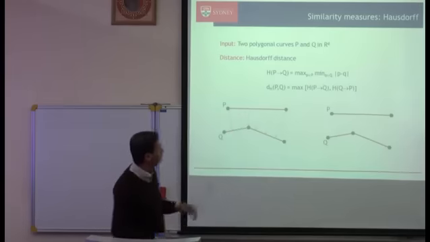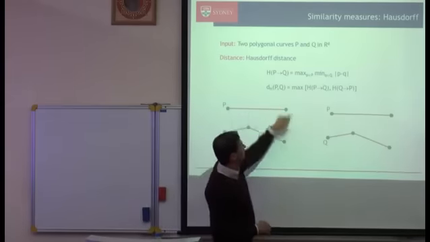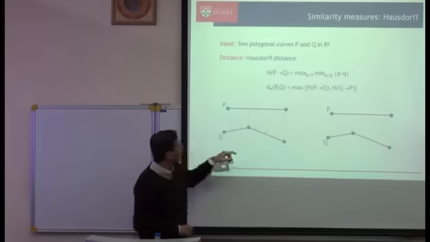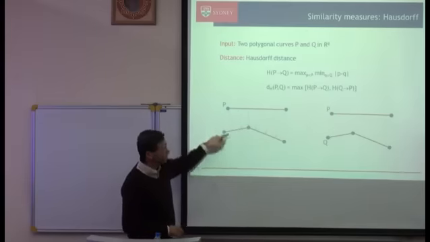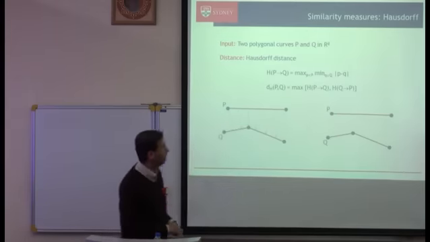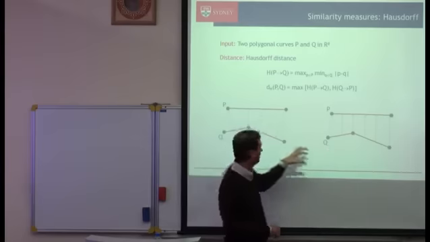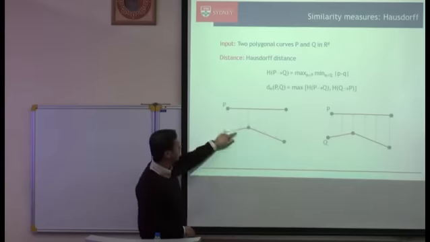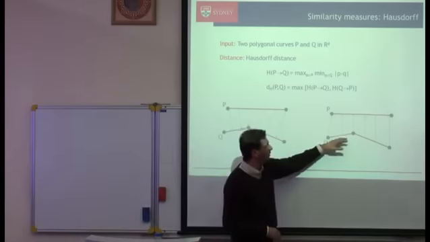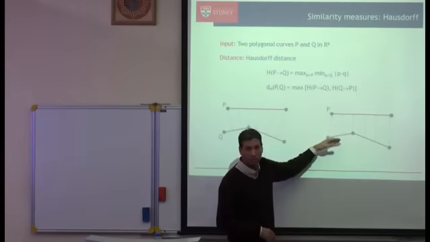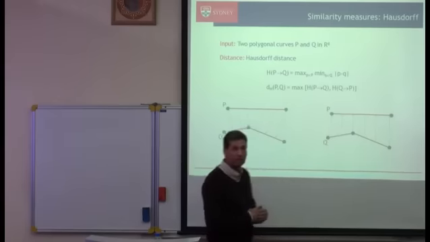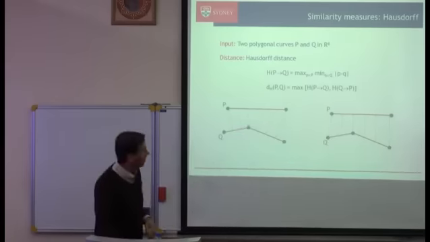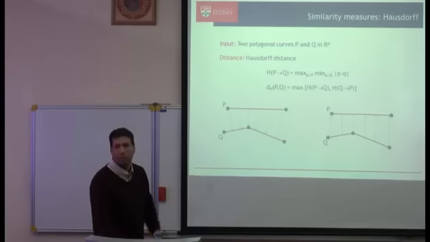Okay, and then the Hausdorff distance is defined as the maximum over h(P,Q) and h(Q,P). So here we take the shortest distance from every point on P to Q, and then we take the maximum of that. And here we take the smallest distance for every point on Q to P, and then we take the maximum over that. That's the Hausdorff distance. So this seems like a reasonable distance measurement.